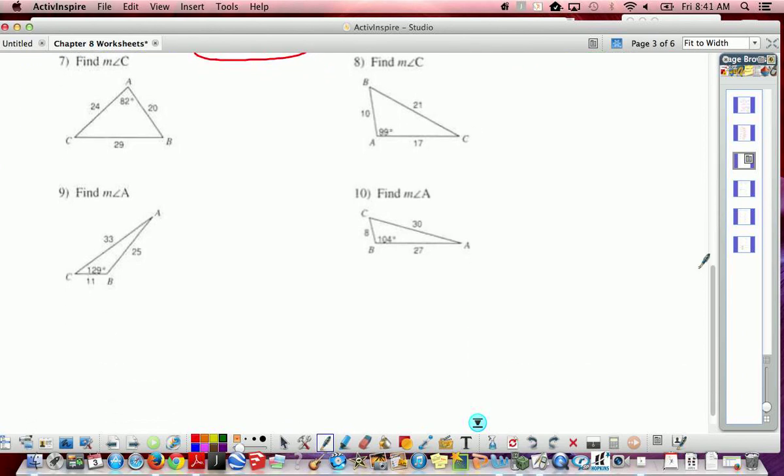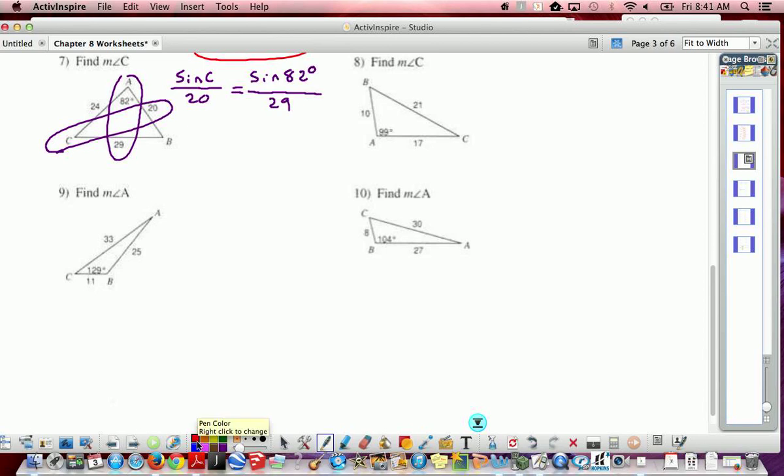All right, 7, 8, 9, same process all the way through. It's just using that right angle trick. We want to find angle C again. So sine of C over 20 is equal to, what angle do I have inside? Sine of 82 over 29.